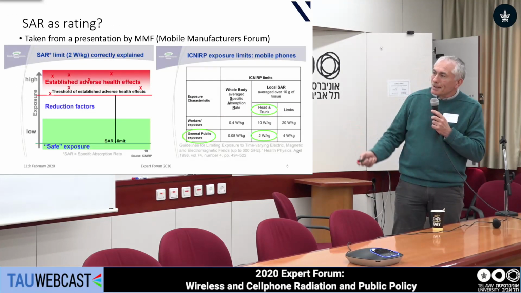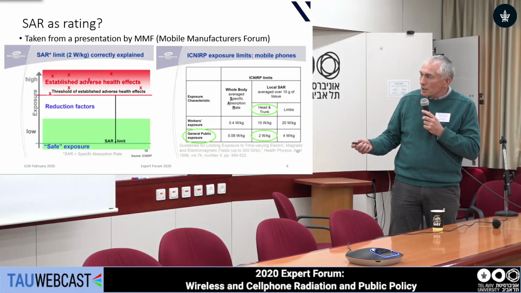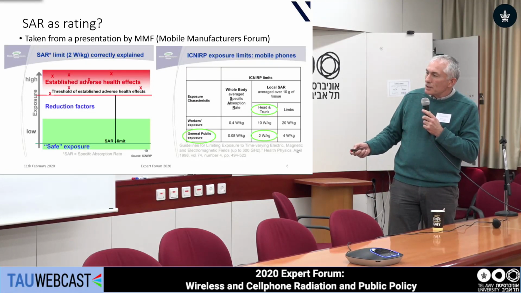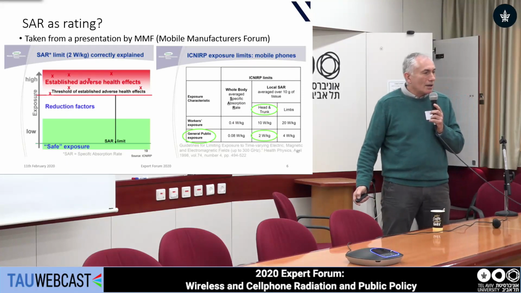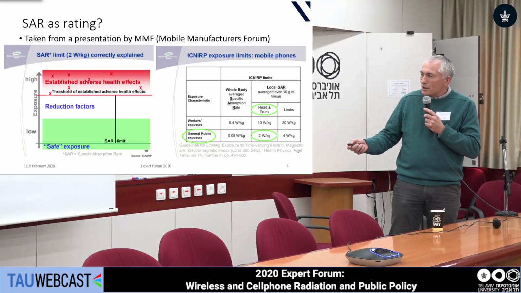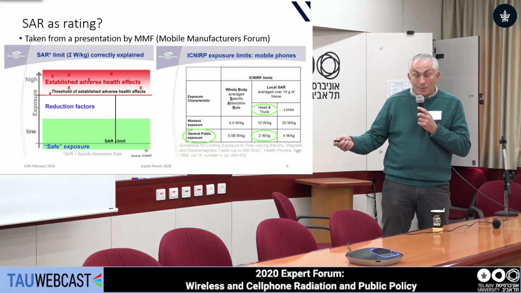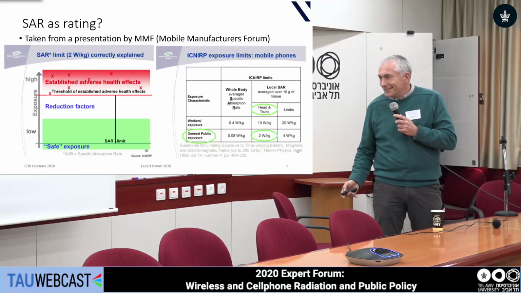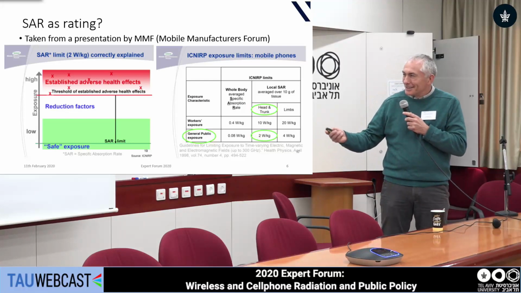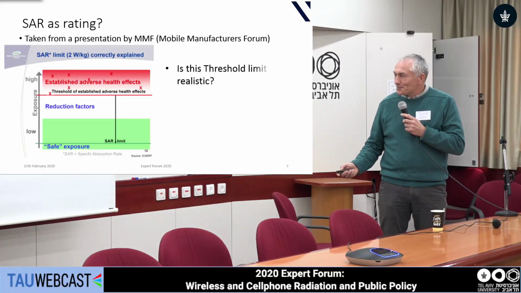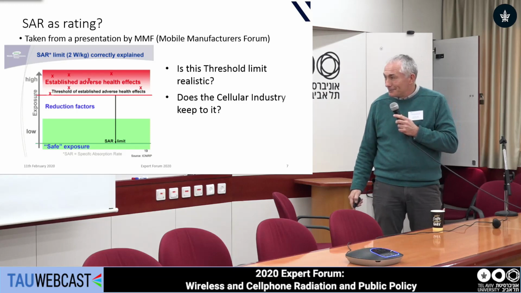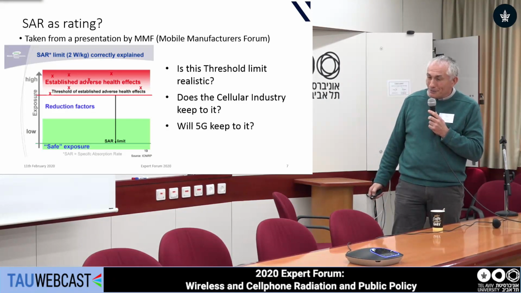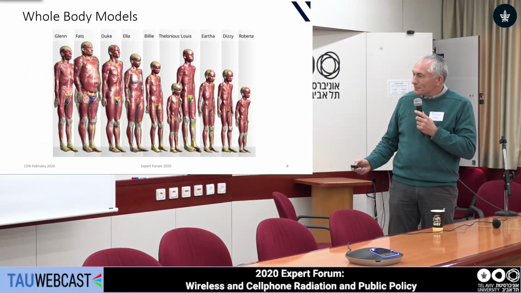However, industry, and this is taken from the industry site, Mobile Manufacturers Forum, loves to show just how fantastically safe they really are, that everything is not going to be bad because it can't heat you up. This would be high for heating and you're down there somewhere. What can I say? So, it's not realistic. Does the industry keep to it? Will it keep to it for 5G? No. And why do I say that?